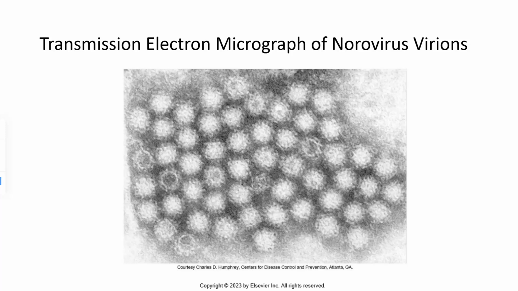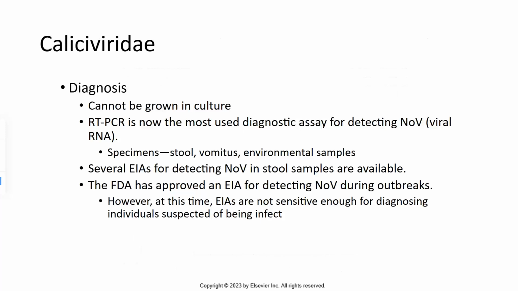So there's an electron micrograph picture of it. It can't be grown in cell cultures, so real-time PCR is now the most useful diagnostic assay for detecting norovirus. Several immunological tests are available.